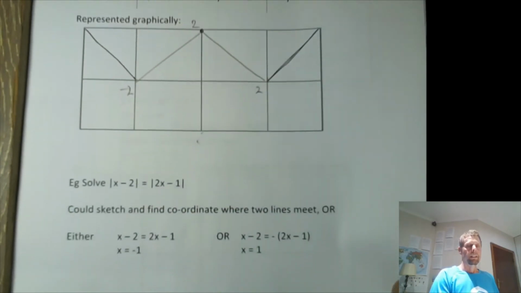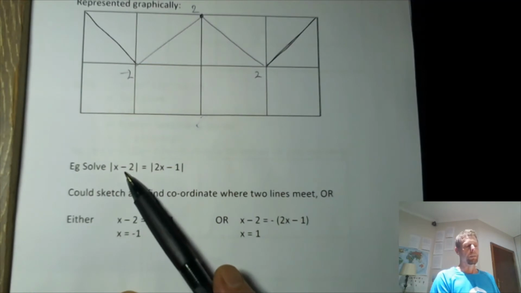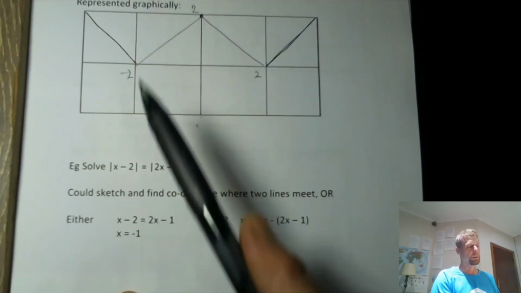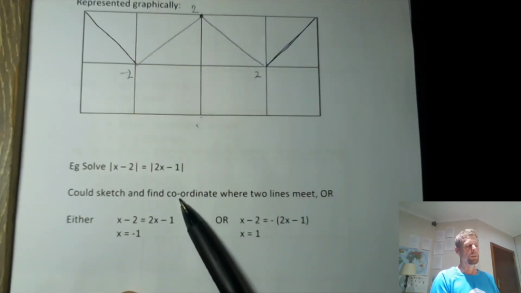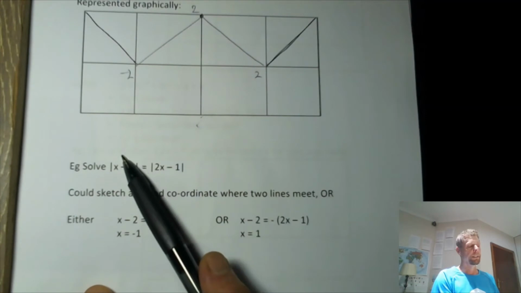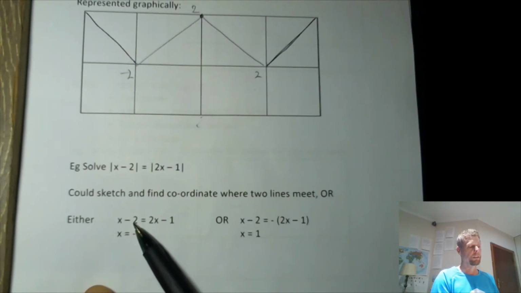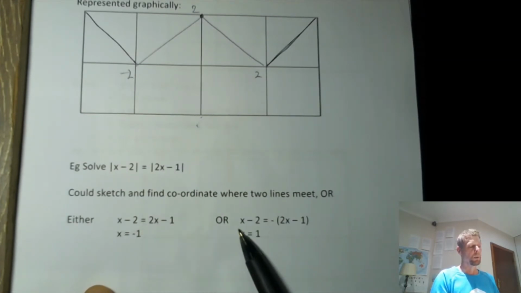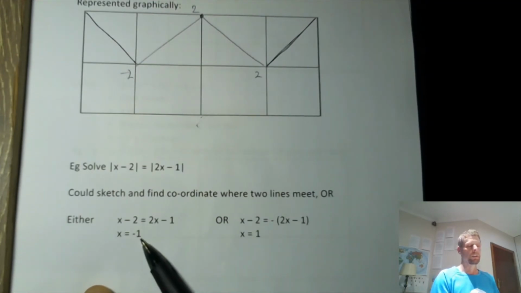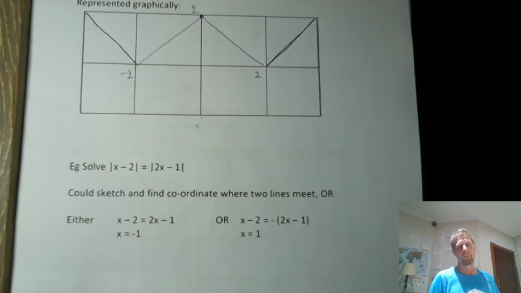If we get given an example like this, mod x minus 2 equals mod 2x minus 1, we could sketch this in a similar manner to the previous ones, and we could find the coordinate where these two lines meet. Or alternatively, we can say x minus 2 can remain positive and be equal to 2x minus 1, or x minus 2 could equal minus 2x minus 1. And that gives us 2 solutions of x equals minus 1 or 1. So only the signs can be reversed.